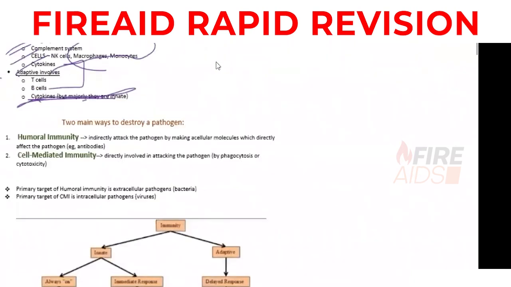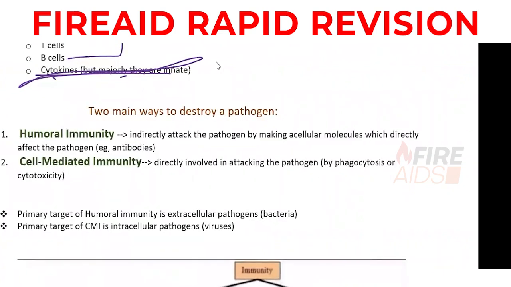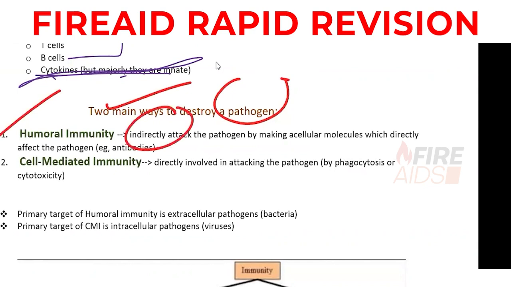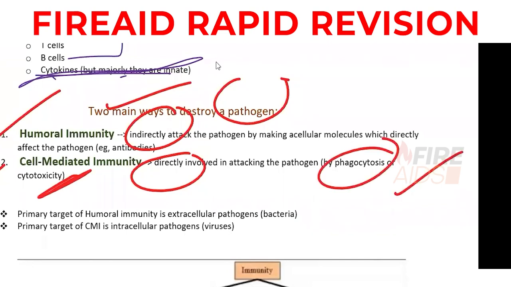Now, whenever your body is exposed to a pathogen, it has two ways to destroy that pathogen. The first is humoral immunity, which means attacking the organism indirectly. The second is cell-mediated immunity, which means your body directly attacks the pathogen. Directly means it is going to swallow it, that is phagocytosis, or it is going to be cytotoxic and kill the cell. So you either eat it or you kill it. That is a direct mechanism. So cell-mediated immunity means phagocytosis and cytotoxicity.